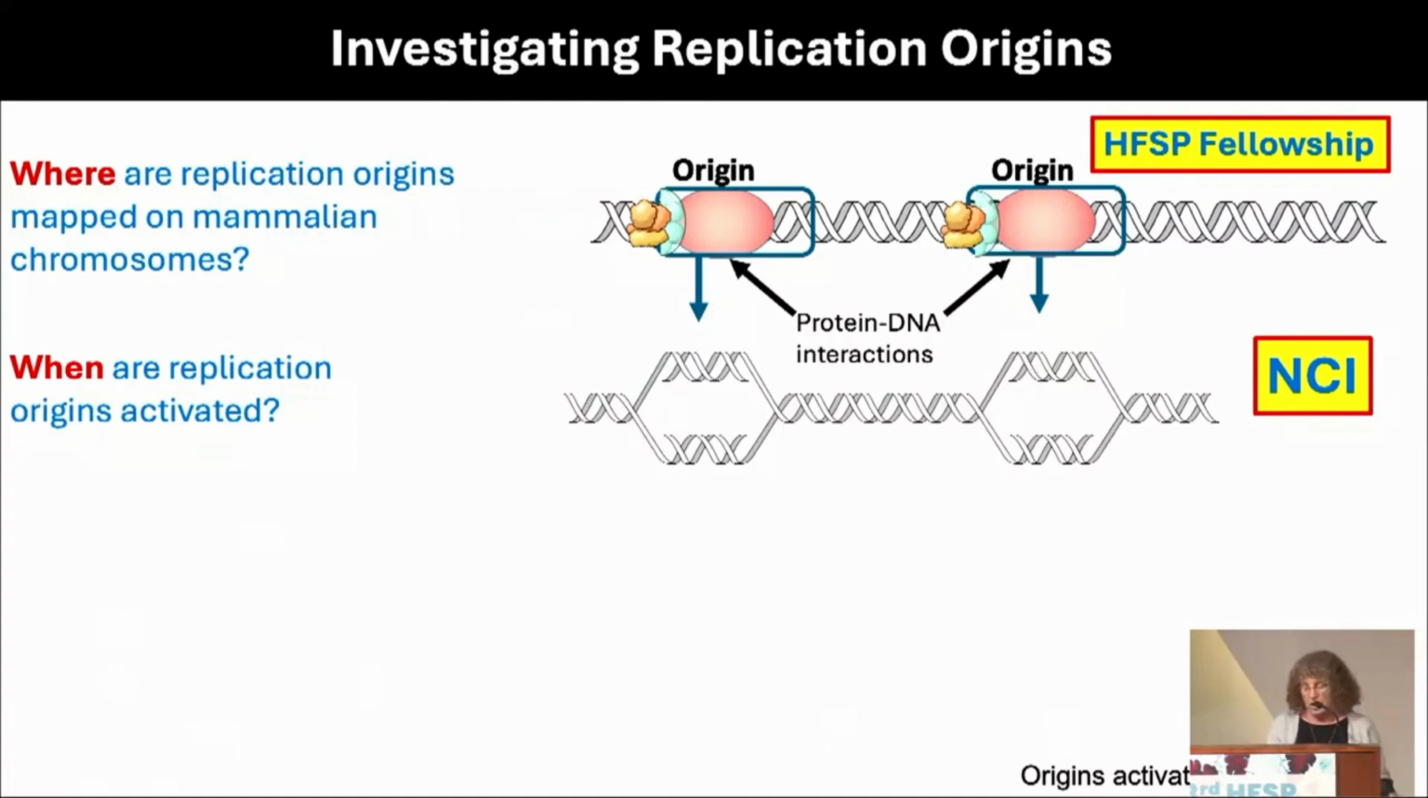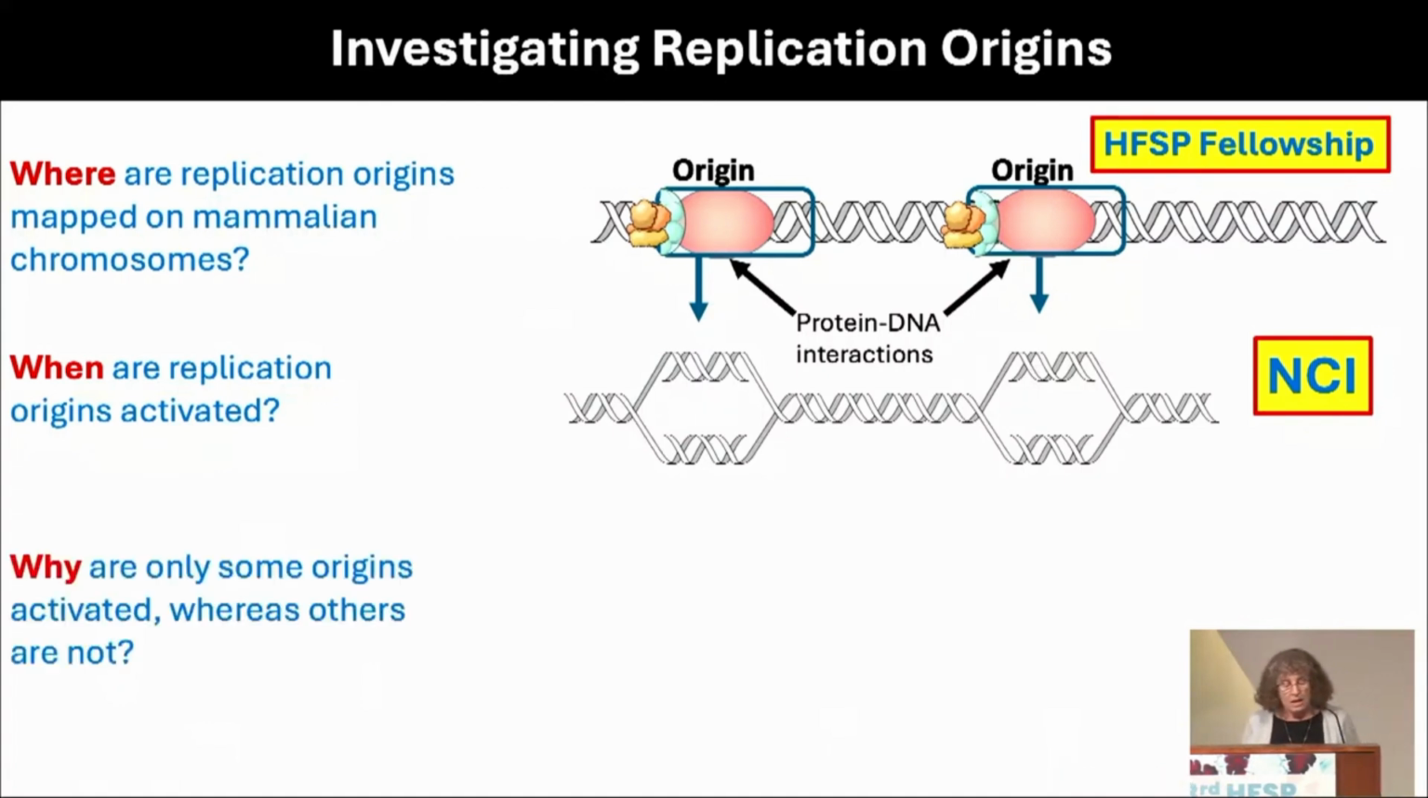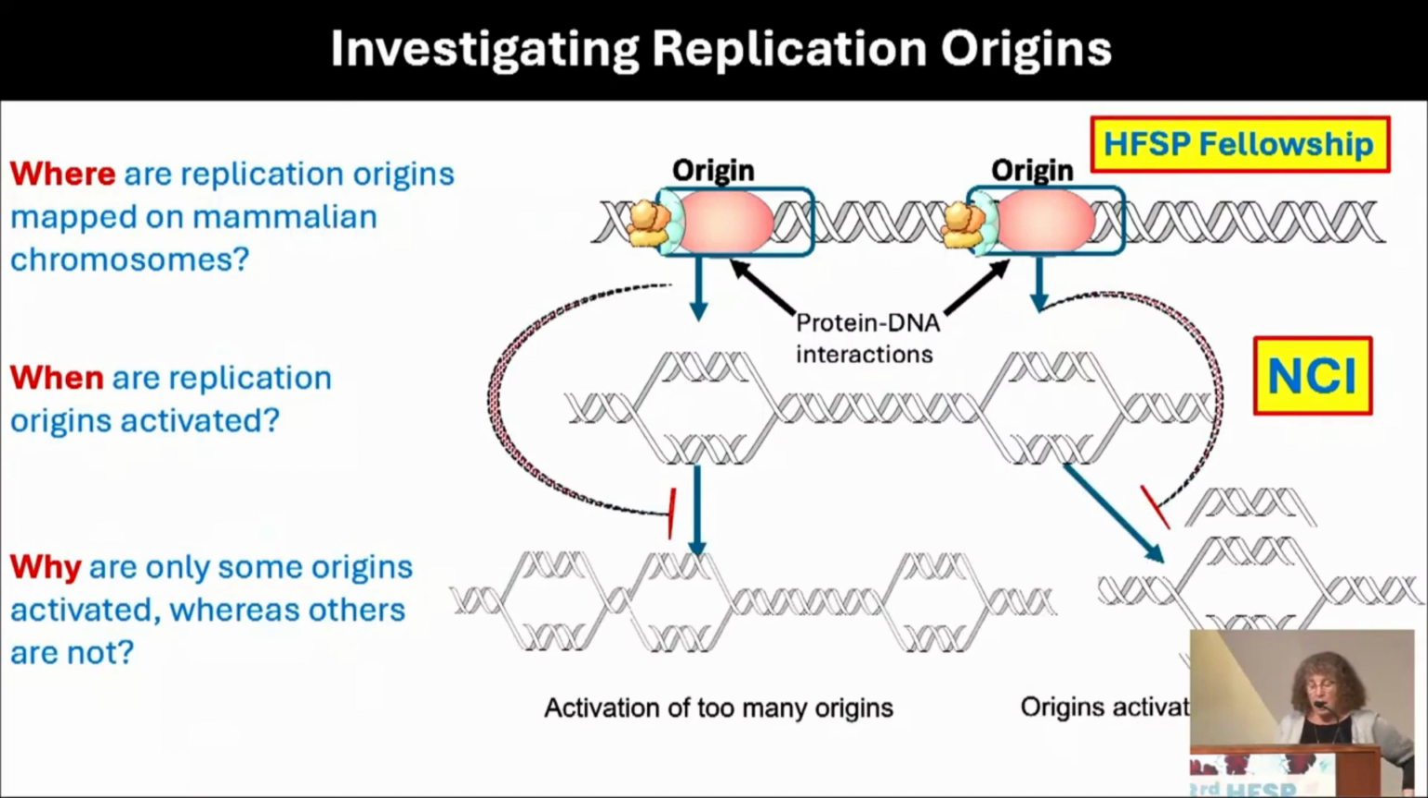to try to see how they are differentially regulated. And we started to ask a big question, which is why are some origins activated whereas others are not, since all of them basically bind the same enzymes that would lead to the unwinding and the catalysis of DNA synthesis. So how do we know why some are activated and some are not?